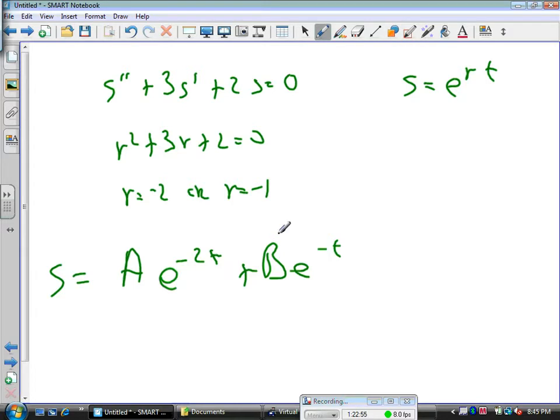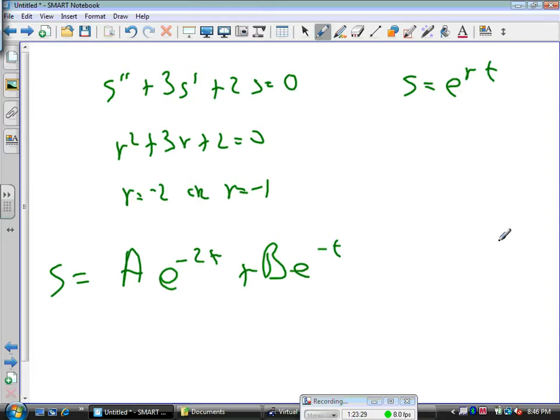Do you see what's happening here? This is weird. When this wasn't here, when it was s double prime plus omega squared s, we had sines and cosines. But when there's something here, we don't get sines and cosines. But wait, I could still have 0 here and get r's. This somehow, e to those becomes sines. Sometimes.